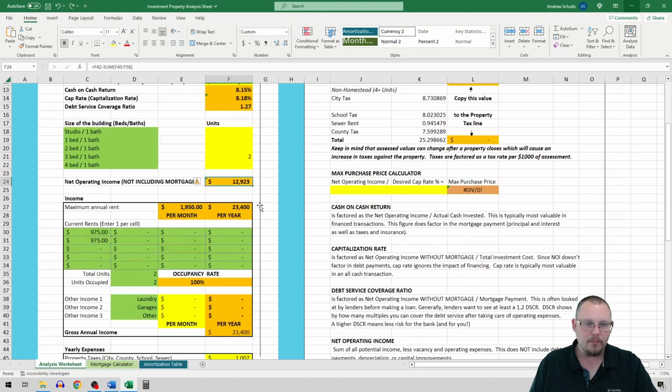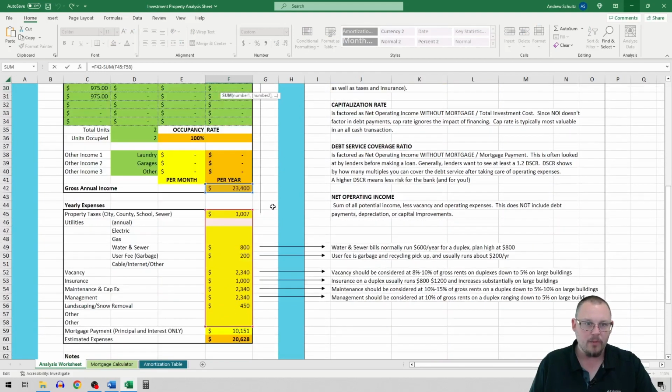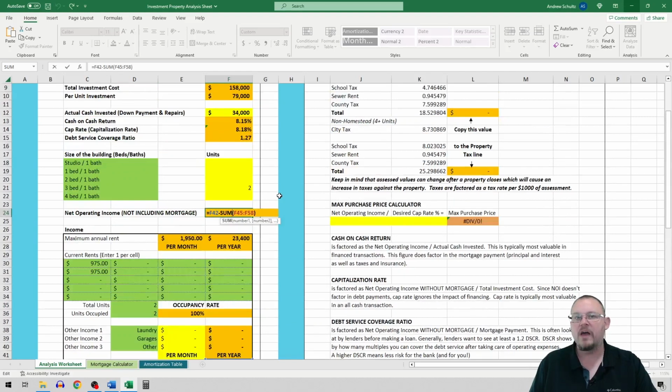Net operating income, not including mortgage. We'll go ahead and show you what this formula actually works from. And this formula takes your gross annual income minus all of your yearly expenses with the exception of your mortgage and interest payment. You can see that that's not selected here. That's how you would go about factoring your net operating income.